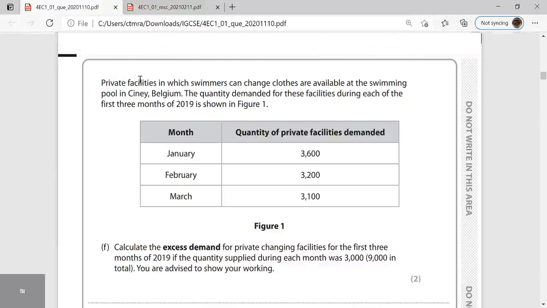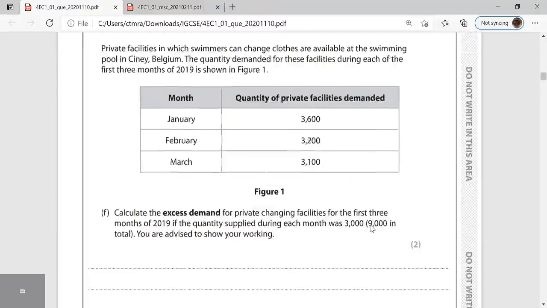Okay, say that private facilities in which swimmers can change clothes are available at the swimming pool in, how do you pronounce it? Sint, Belgium. Okay, the quantity demanded for these facilities during each of the first 3 months of 2019 is shown in Figure 1. Okay, so in January it was demanded by 3,600 people, in February it was 3,200, and March 2,100. So it's falling. There is a falling trend, right?